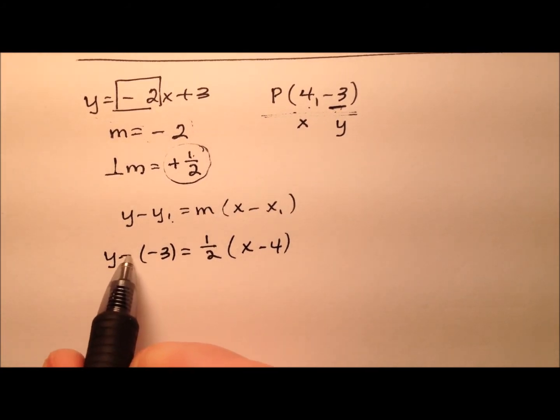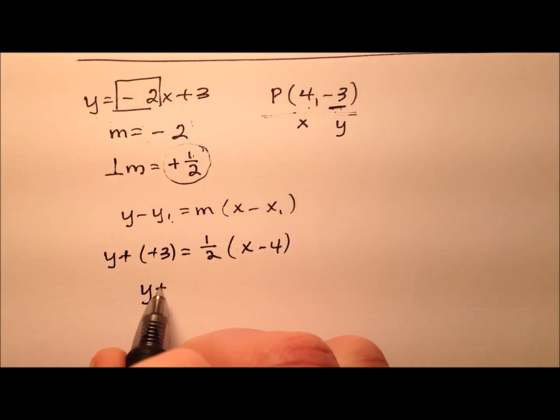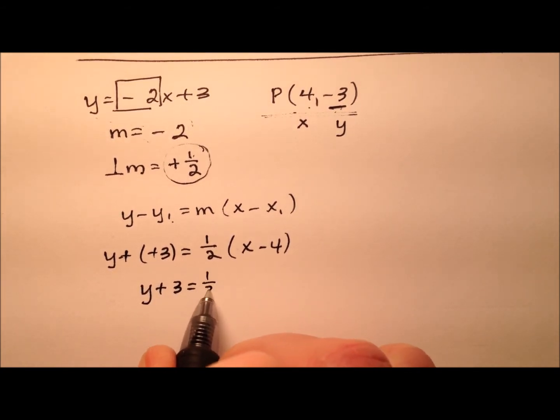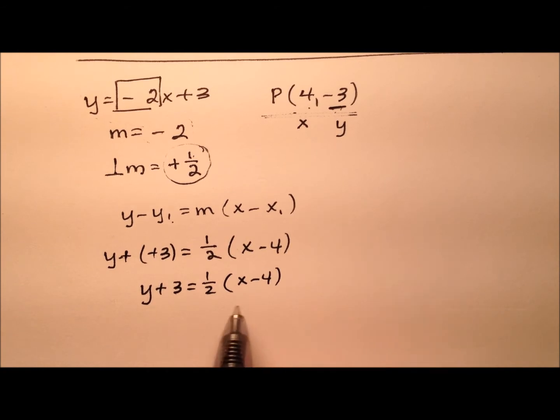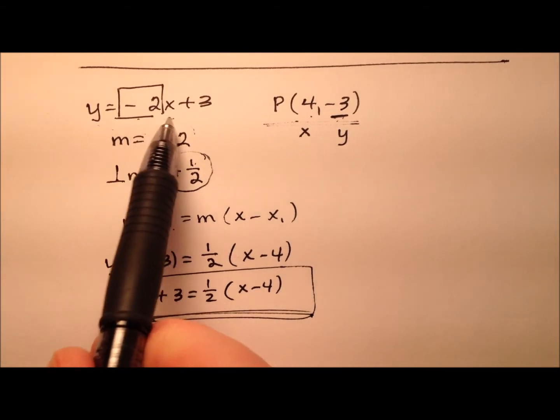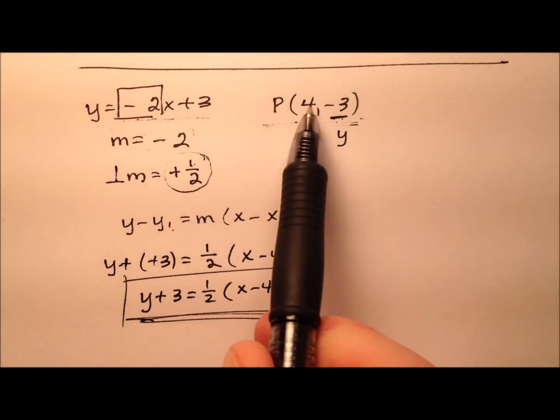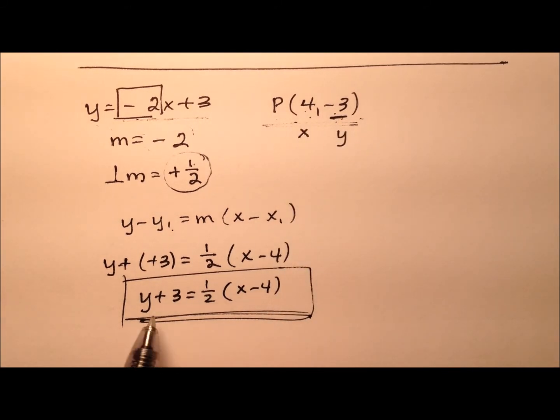So let's go ahead. We have a y minus a negative. So we're going to go swoosh, swoosh. And we're going to say y plus 3 equals 1/2 times the quantity x minus 4. So this is the equation of a line perpendicular to this original line, but passing through this point P (4, -3). So this is the line written in point-slope form.